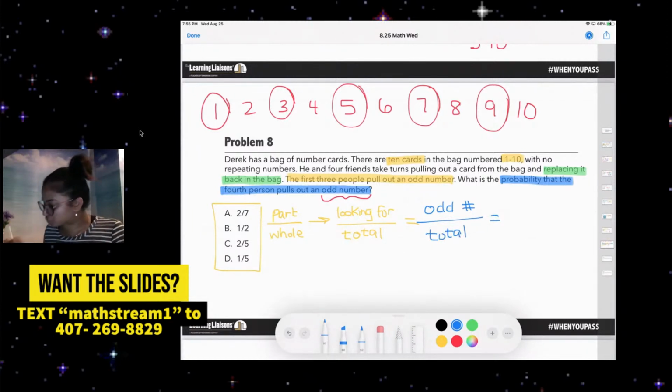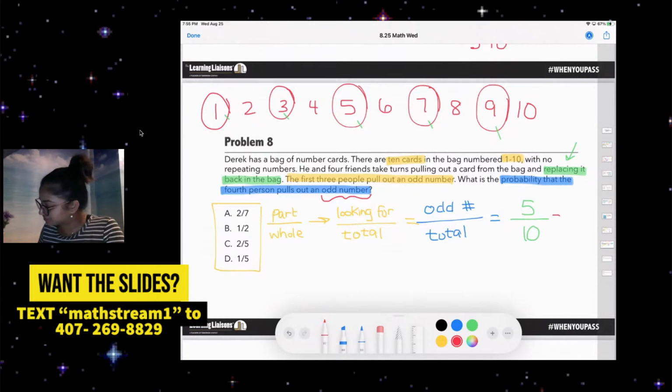So remember earlier I told you that it's important to know that we're not keeping the cards. So the first friends that went and pulled, they put the cards back, which means that our total is always going to be the same. So we still have 10 cards in the bag when the 4th person goes to pull the card. We also have all of the odd number cards in the bag. We have 1, 2, 3, 4, 5. 5 odd number cards out of 10 cards in total.